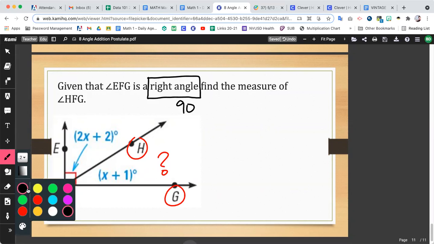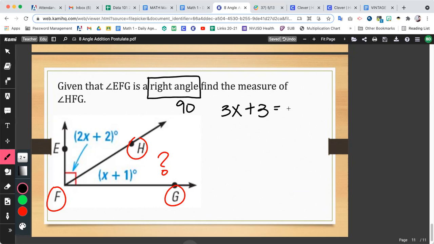Okay, so it's kind of the same steps as the last one. We add the two pieces together and we set it equal to 90. Okay, so let's combine like terms. If I have two x's from the top angle and one x from the bottom, how many x's total? So I have three x's, very good. And what do I set it equal to? How do I know that I'm setting it equal to 90? What word in the question tells me that? Right angle. Right angle means 90 degrees.